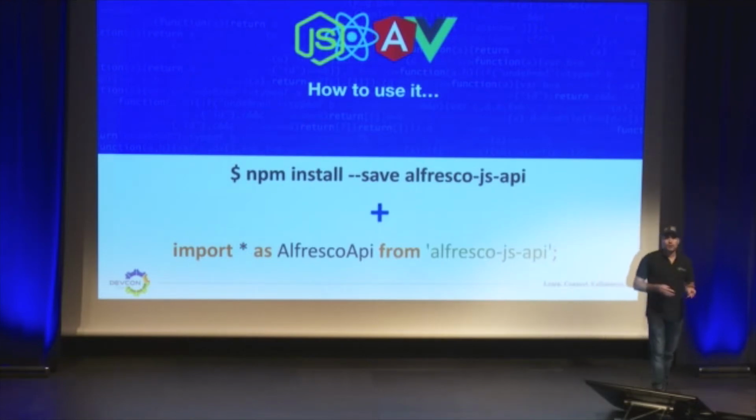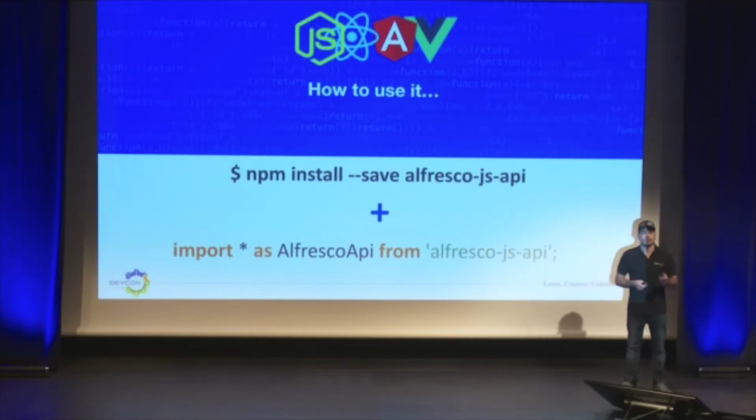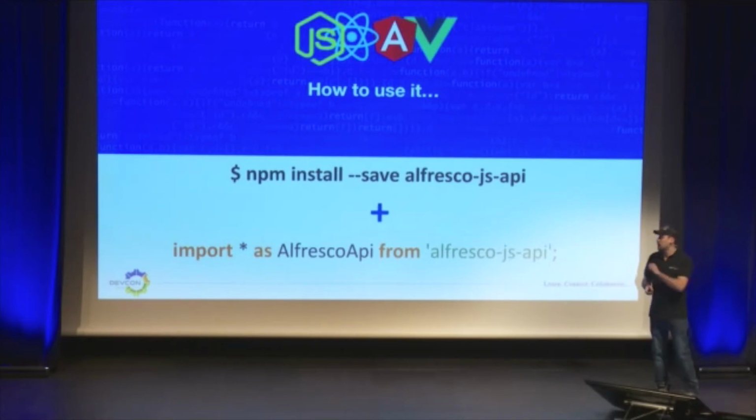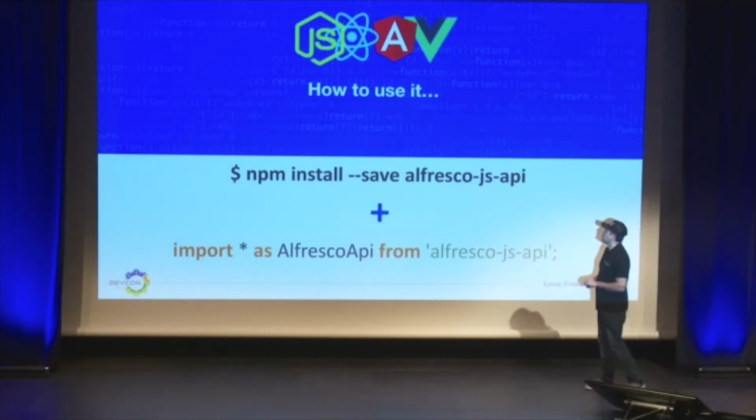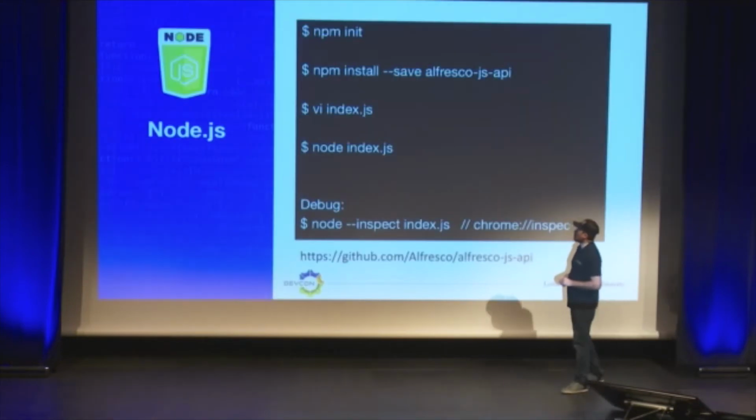All the documentation of the Alfresco JavaScript API is on our repository. So you go on GitHub. I'll give you the link to the GitHub project at the end of the talk. It's in a slide. You can download the slides later on and go to the project.